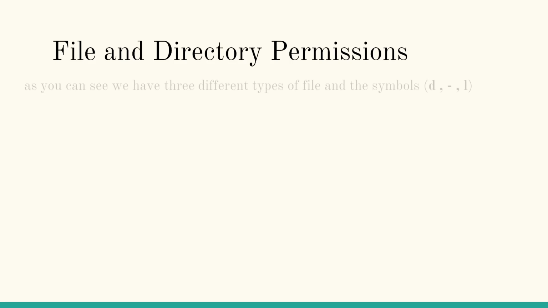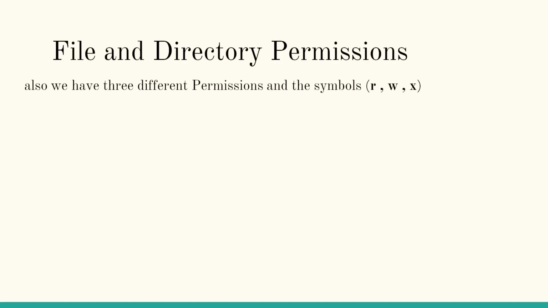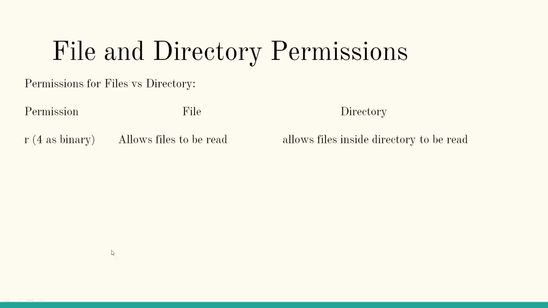No worries at all. So we have 3 different types, as we mentioned before: D for directory, dash for a regular file, L for link or symbolic link. We already mentioned that. And also we have 3 different permissions: read, write, execute: R for read, W for write, and X for execute. Now what are the permissions for files versus directories? The execute for a file is different from the execute for a directory.